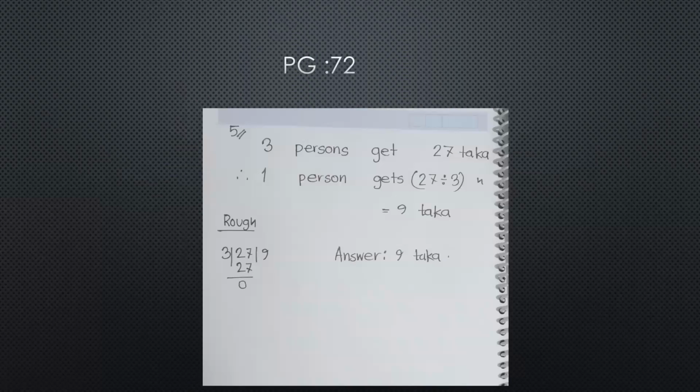Okay. Number 5. 3 persons equally divide 27 taka. It's obviously the division process. How many taka? You have to find how many taka, so you have to place the taka on your right hand. How much taka will each person get? Each means 1. 3 persons get 27 taka, so 1 person gets 27 divided by 3, which is equal to 9. Let's take a look: 3 9s are 27. So our answer is 9 taka. Each person gets 9 taka.